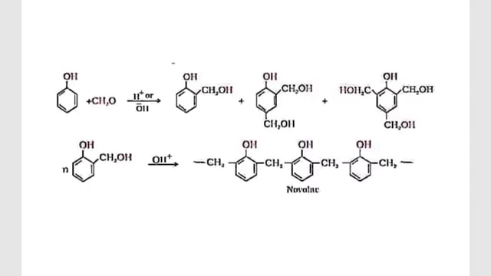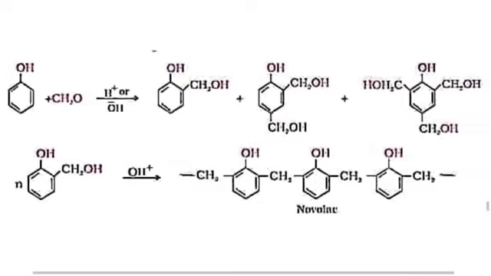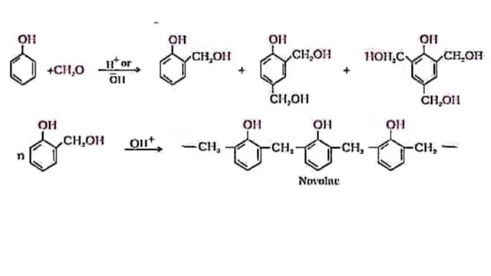Now you have phenol, that is a ring with OH, and CH2O is formaldehyde. When you condense them you get ortho hydroxymethylphenol and para hydroxymethylphenol, or all the ortho and para derivatives. Now if you take the ortho derivative, it will condense together in a linear chain to form a polymer called Novolac which is generally used in paints.